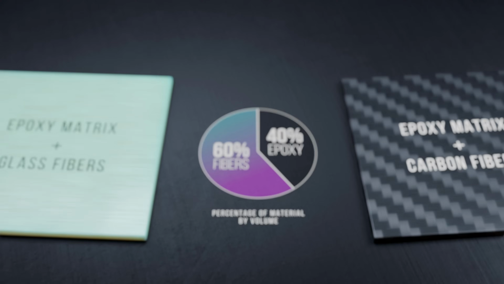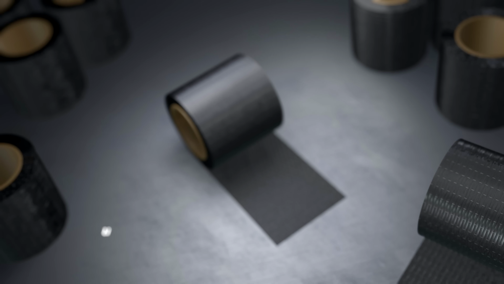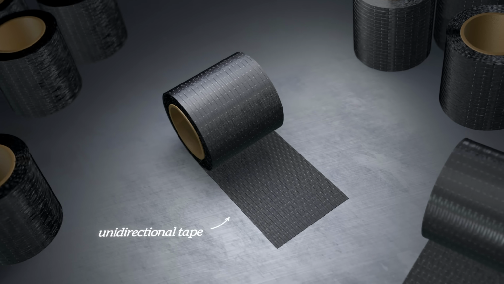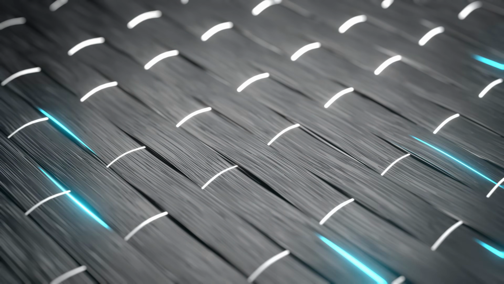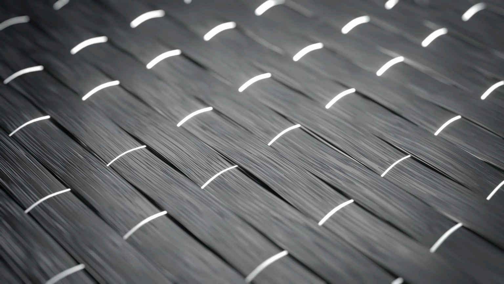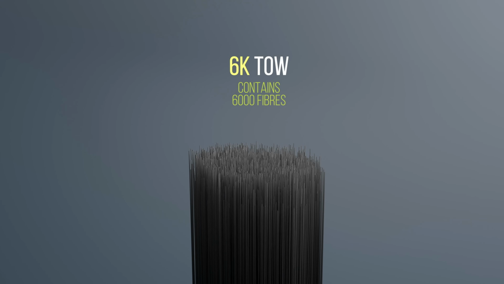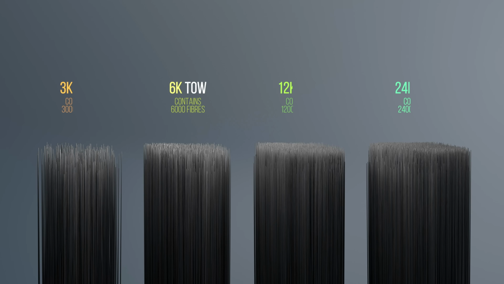The most basic form of fiber reinforcement is unidirectional tape, which has all of the fibers running in the same direction. The individual fibers are grouped together into bundles, which are held together with stitching or using a chemical binder. In the case of carbon fibers, these bundles are called toes. Each toe usually contains anywhere from 3,000 to 24,000 individual fibers. A typical fiber is around 10 microns in diameter, which is 10 times thinner than a human hair.